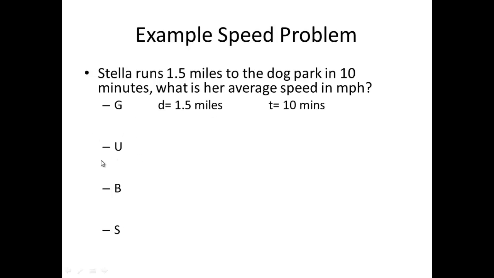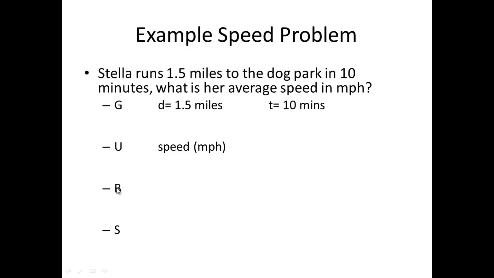When we go down to look at our unknown, the question is asking what is her average speed. So we know speed is what we're actually looking for, and we know what units we want it in. So speed in miles per hour. And I would always write what unit you're looking for so that you can make sure at the very end that it matches up with your answer.